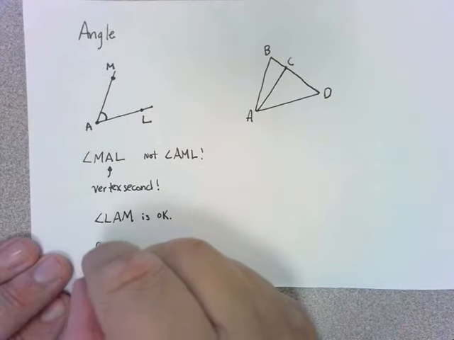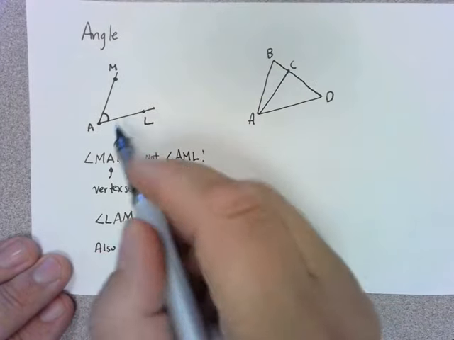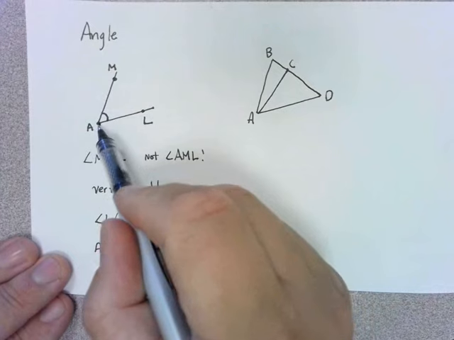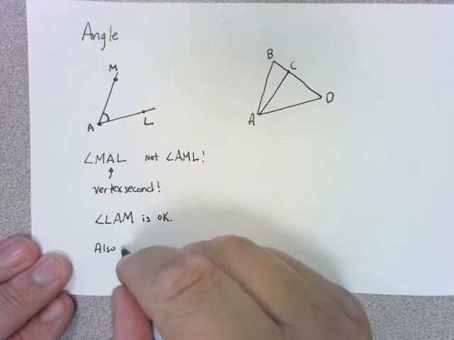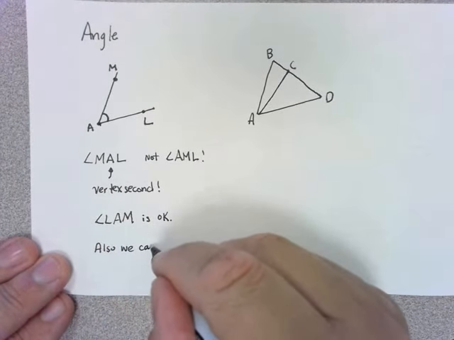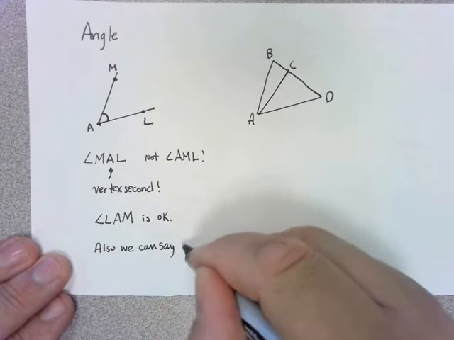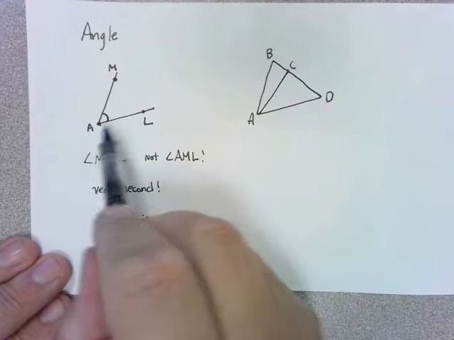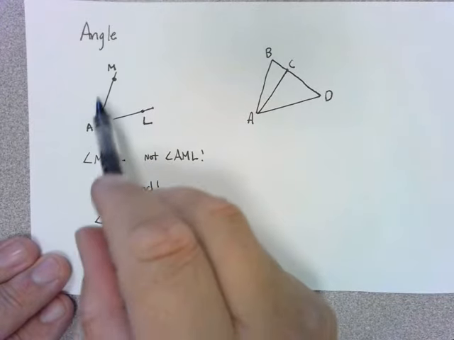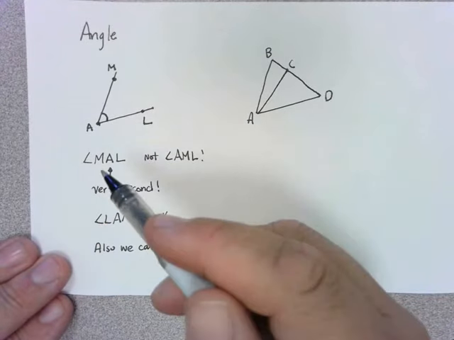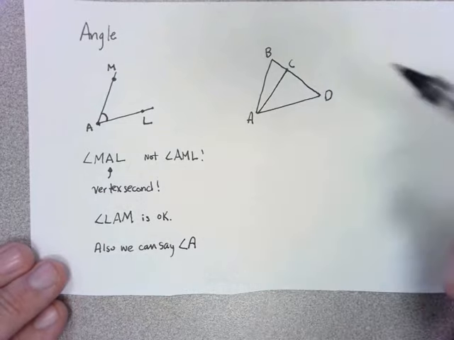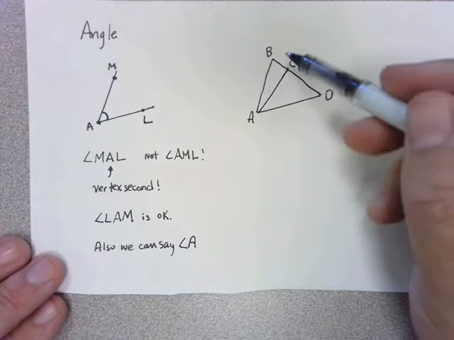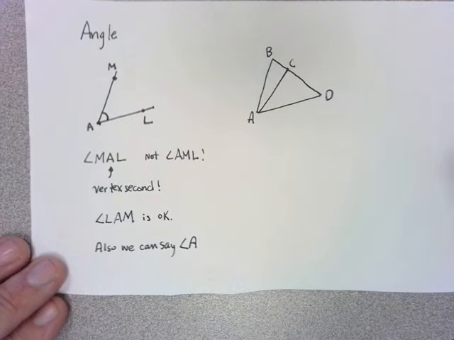So when it's clear, when there's only one angle that has a vertex in a picture, like here, the only angle with vertex A is this one, we can say just angle A. Because it's clear in this picture, there's only one angle A in this picture. So I could say angle A, and that would be okay. Let me show you what I mean over here in this other picture.